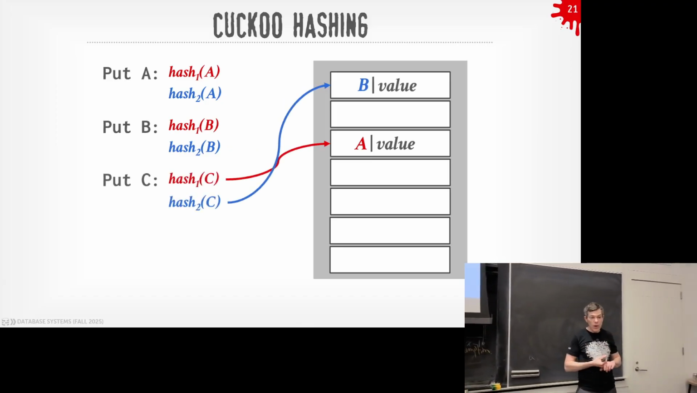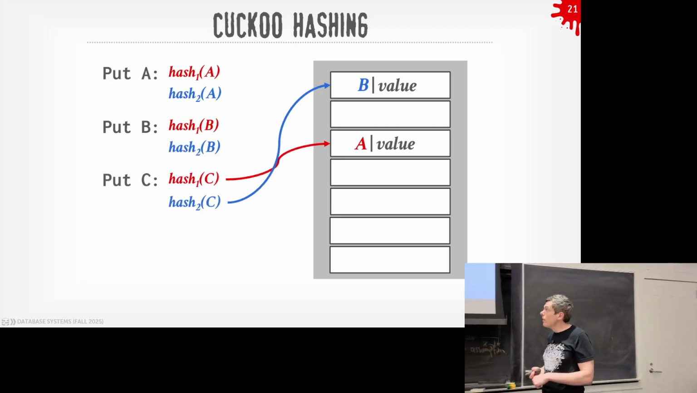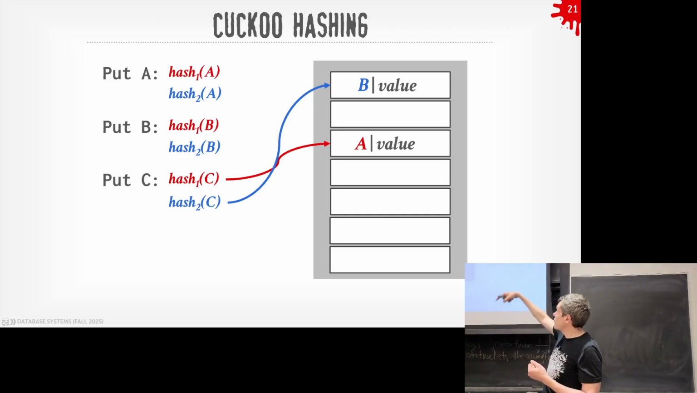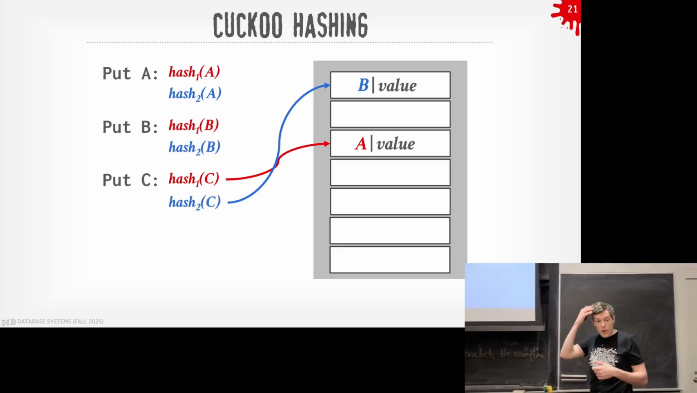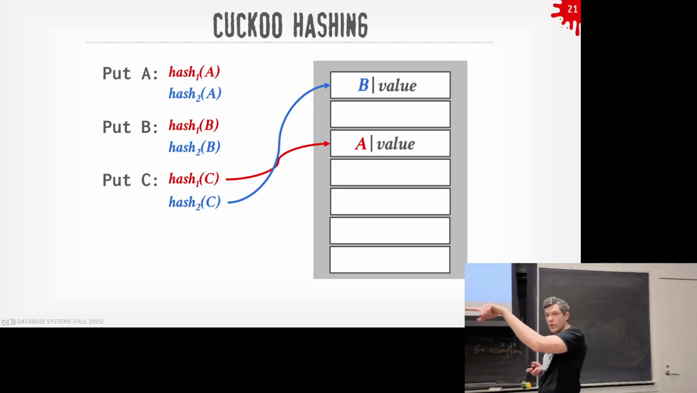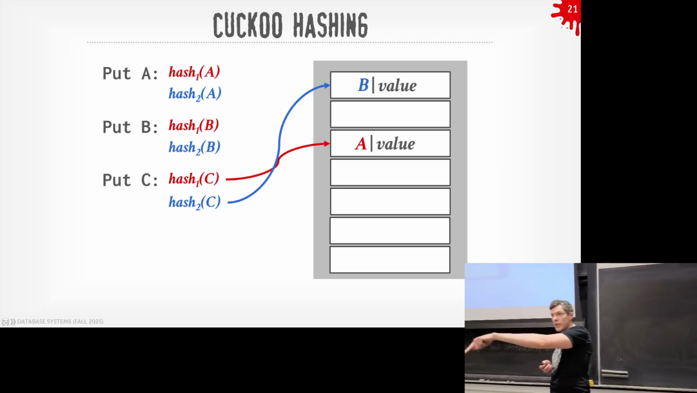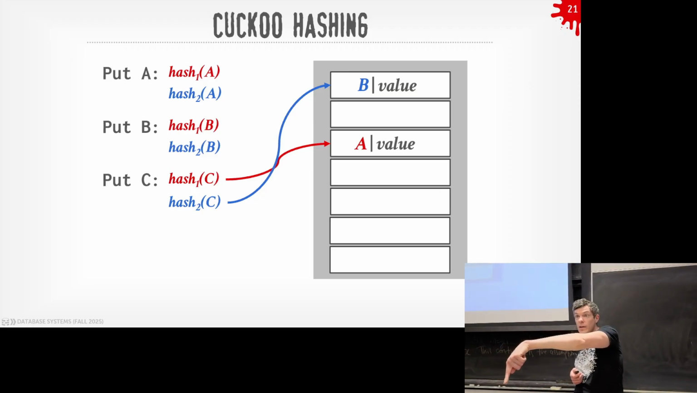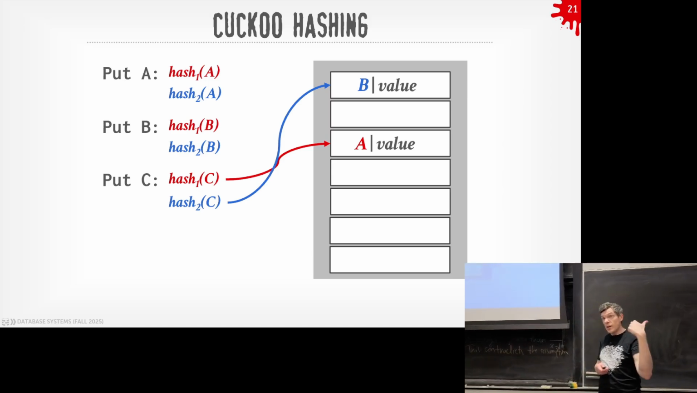Now let's see an example where I have collisions at both locations. So hashing C, the first hash function is where A is, the second hash function goes where B is. Both are occupied. So the way this is going to work is I'm going to choose a victim. I'm going to choose one of the slots that I'm hashing to, steal their location, kick them out of the house, and put my stuff in there. And then they've got to go find a new place to live.